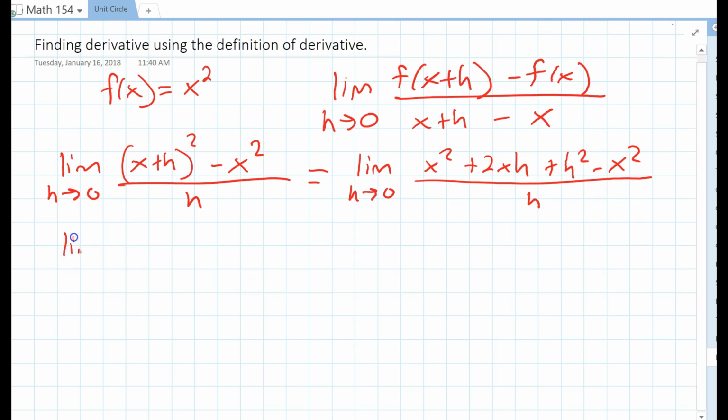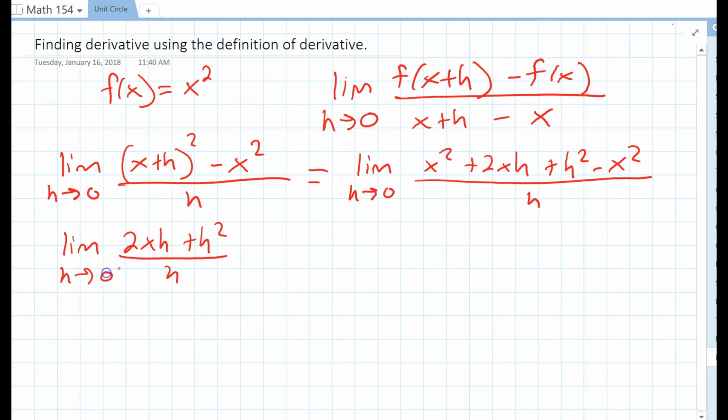So we're left with the limit of 2xh plus h squared all over h as h approaches 0. Notice h is a factor at the top, so we can cancel that out. That leaves us with the limit as h approaches 0 of 2x plus h. Now we can let h approach 0. As h gets closer and closer to 0, 2x plus h gets closer and closer to 2x.